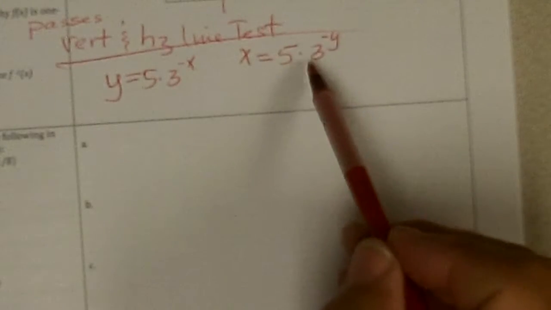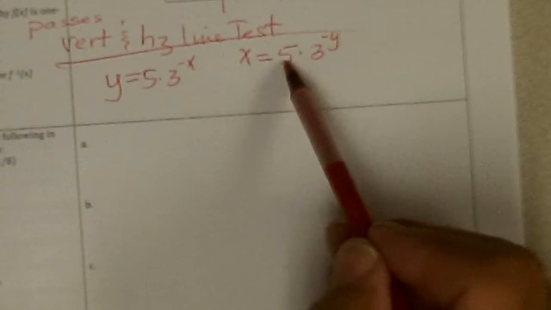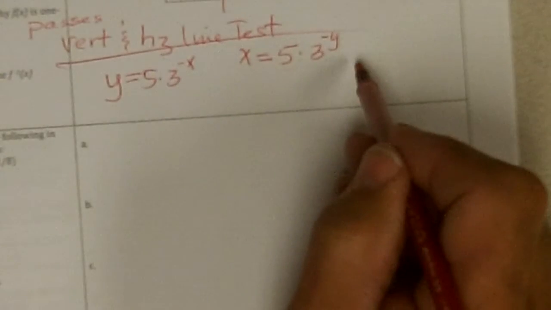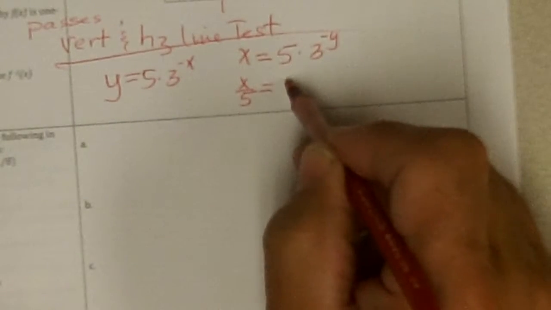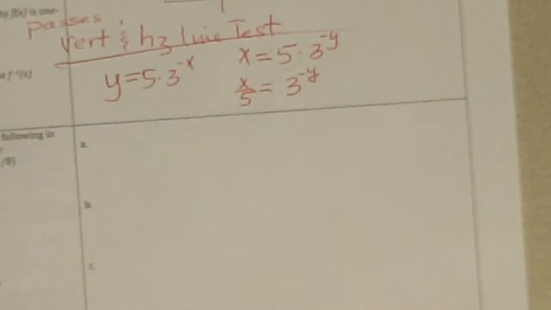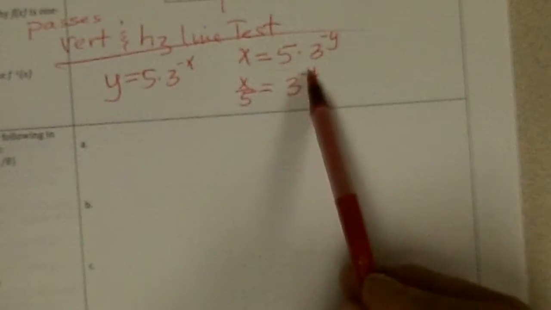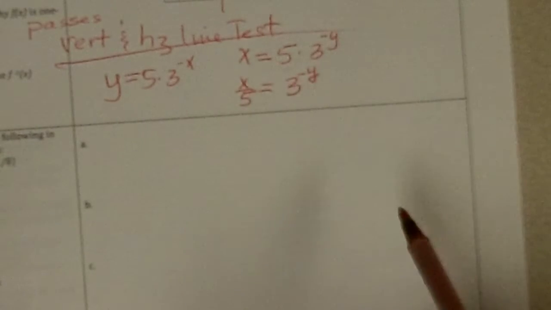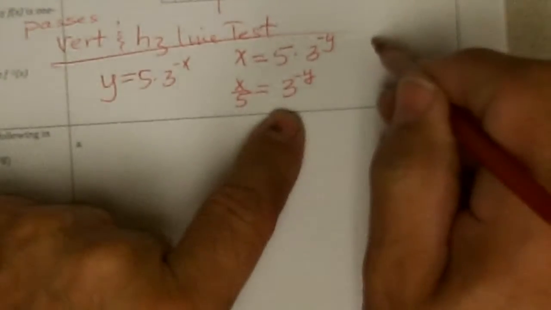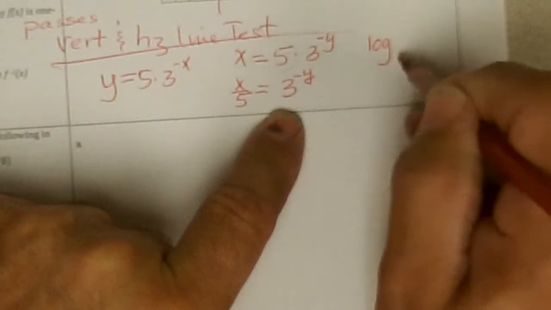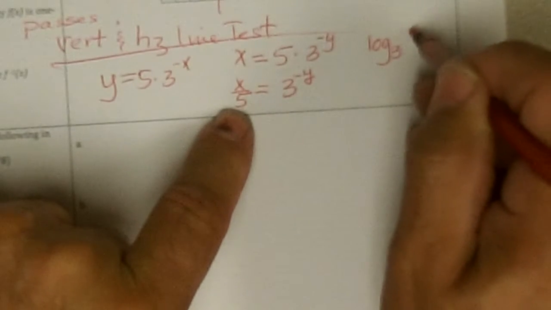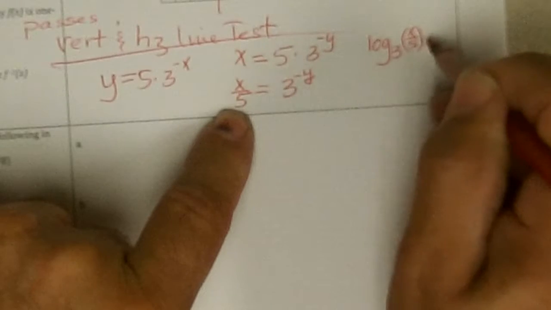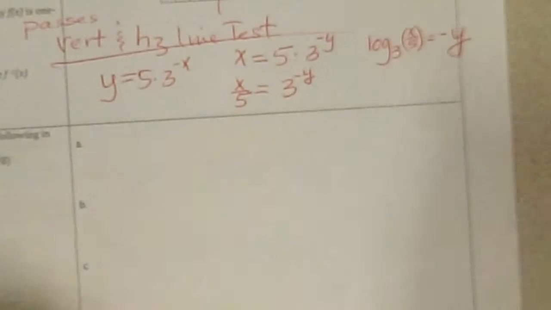The first thing we should do is try to undo things, which is there's a 5 times this side. So we're going to divide both sides by 5, and we're going to get X over 5 equals 3 to the negative Y. Now to solve for a power, we take this power equation and write it as a log equation. To what power do we take 3 to get X over 5? And the answer is negative Y.